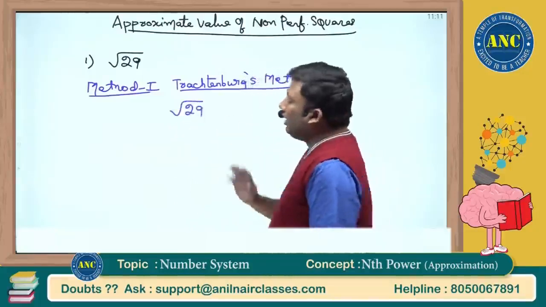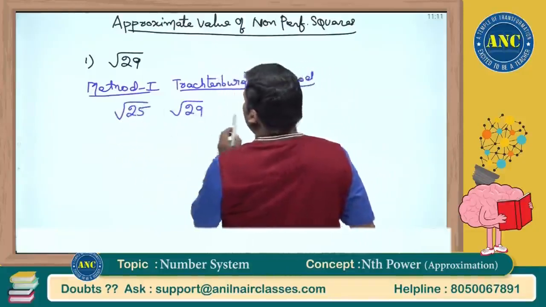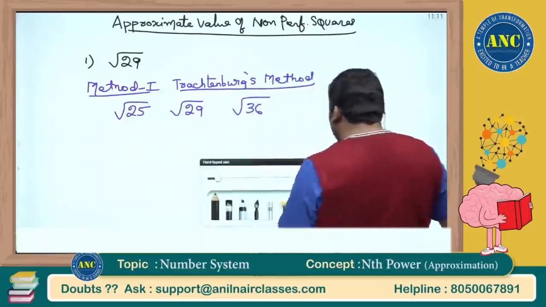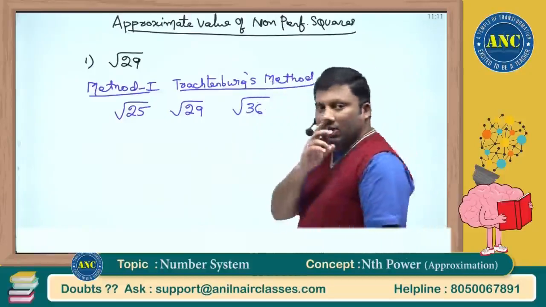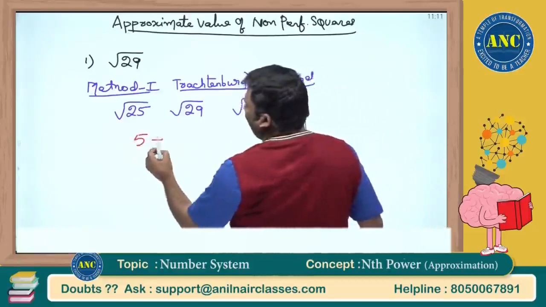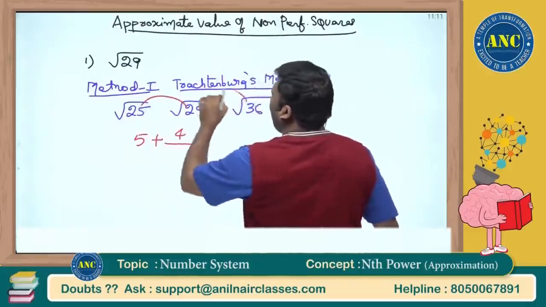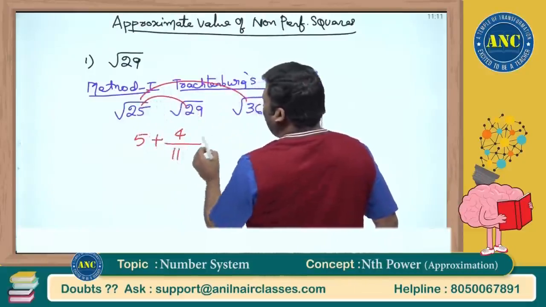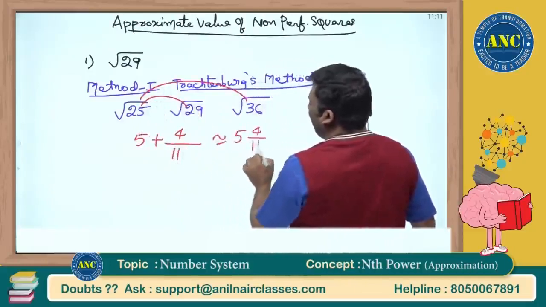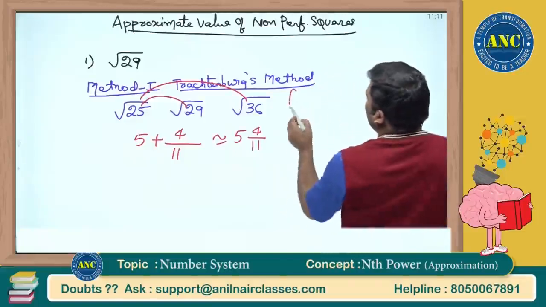Trachtenberg says, square root of 29 lies between which two squares? Square root of 25 and square root of 36. Root of 25, it is 5 plus. 29 minus 25, difference is 4. 36 minus 25, difference is 11. So the answer is 5 and 4 by 11 approximately.